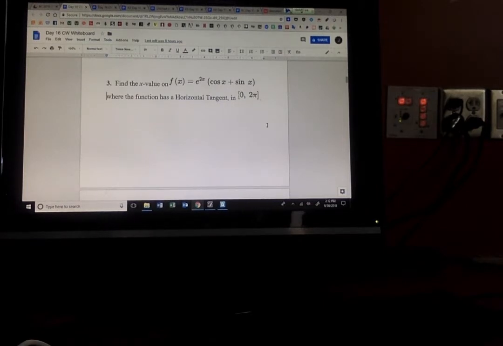Copy down number 3, please. There was a typo in the problem. This is supposed to be just x. Okay, stay with me. Copy down the problem, please.